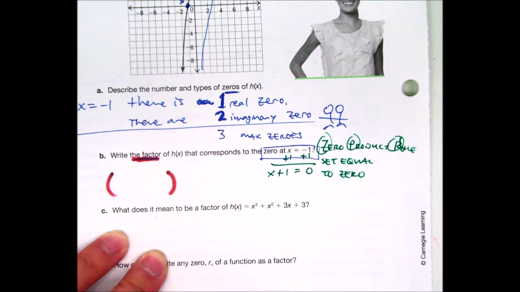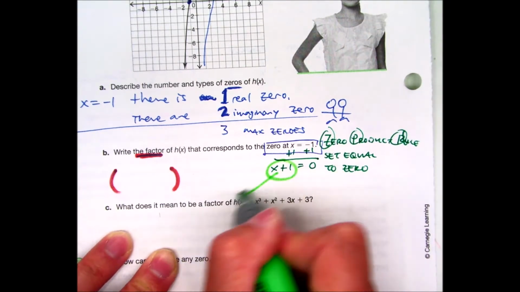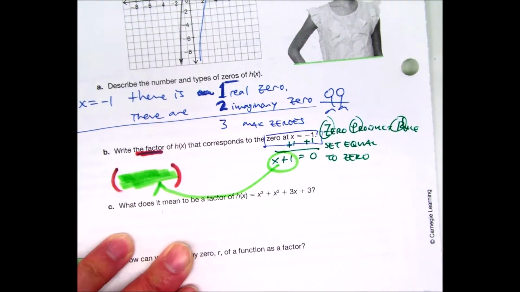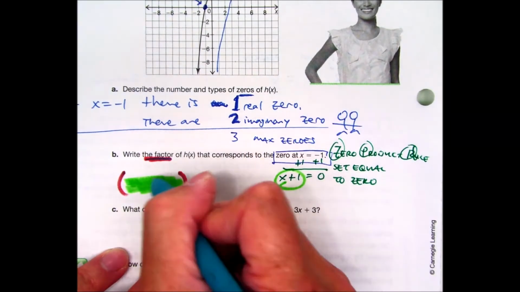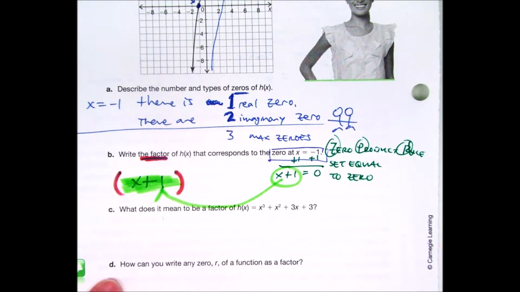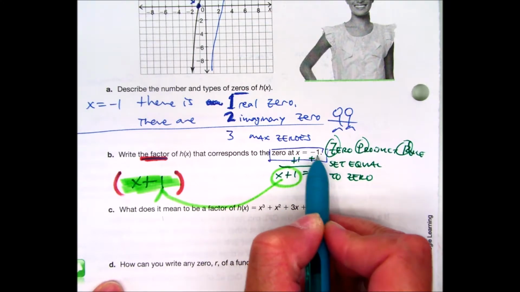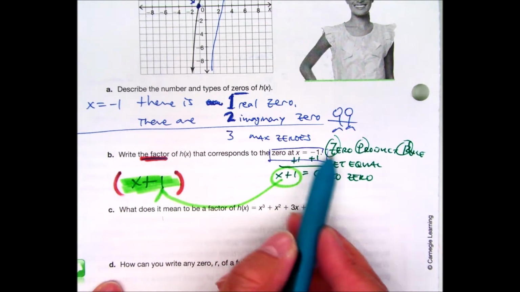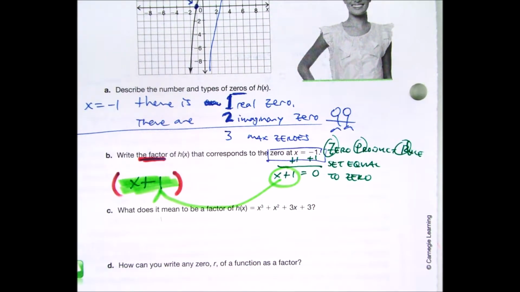Now that I have it set equal to 0, this becomes my factor. So my factor becomes x plus 1. Pay attention here. Although it reads x equals -1, it's kind of like the opposite. Do you see that? And the reason why that works again is if you set it equal to 0, you will see that.